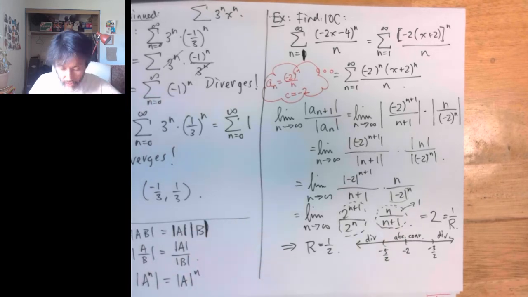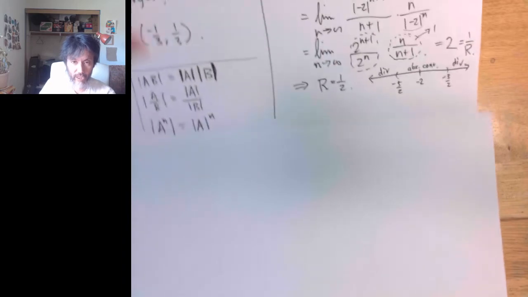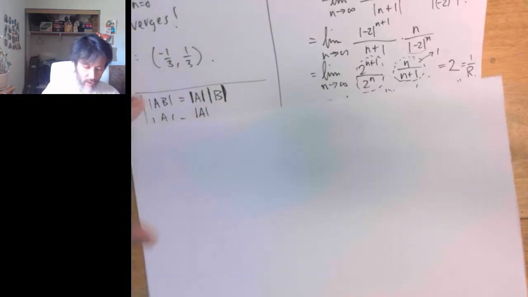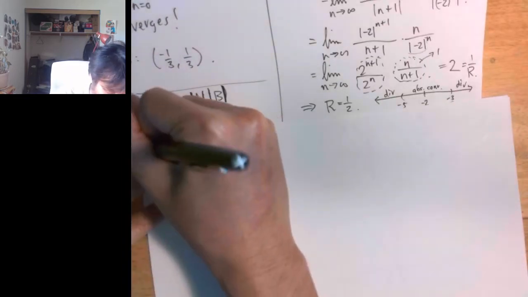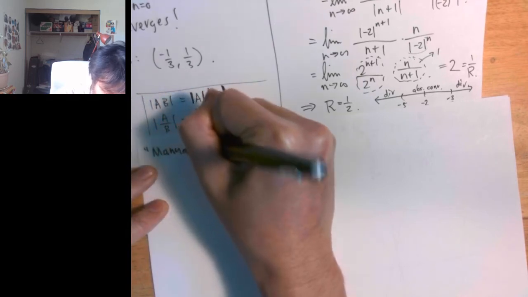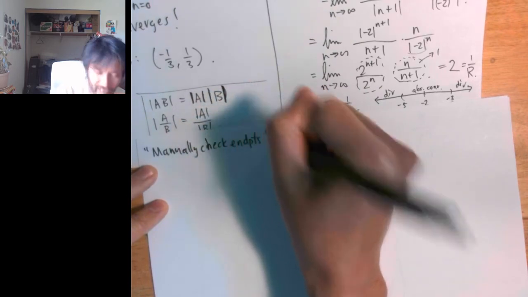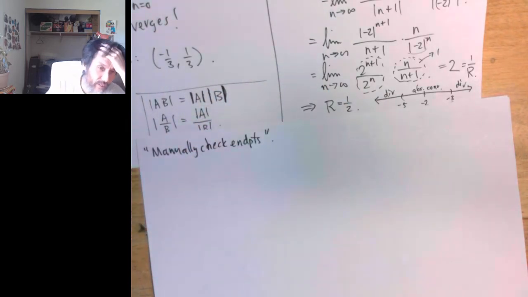I've got 8 minutes, okay? So what we're going to do is keep continuing this problem on a new sheet of paper. So we're going to manually check endpoints.